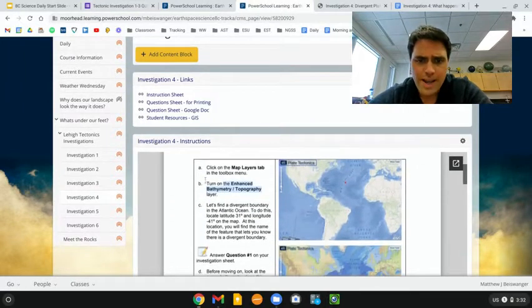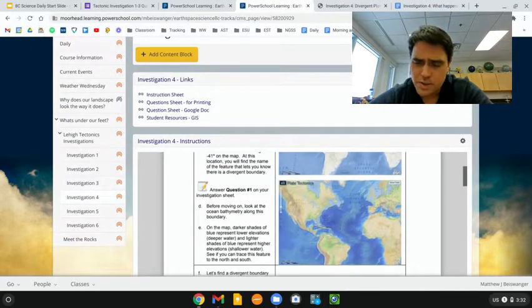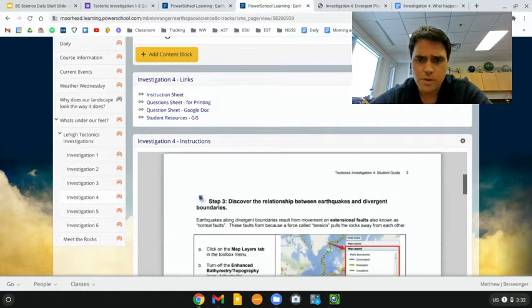Again, a reminder that enhanced bathymetry topography that we're looking at here. Topography is sort of the bumpiness of the surface of the land. The redder it is, the higher it is, the greener it is, the lower it is. And bathymetry is the same idea, but for the seafloor. The lighter the color, the shallower it is, the darker the color, the deeper it is. So they can walk you through some of those things as you go.